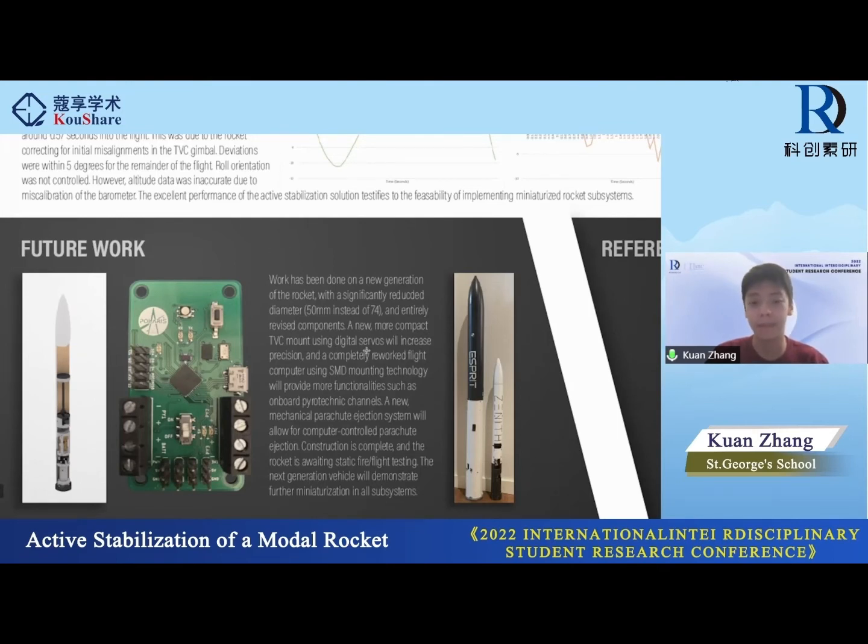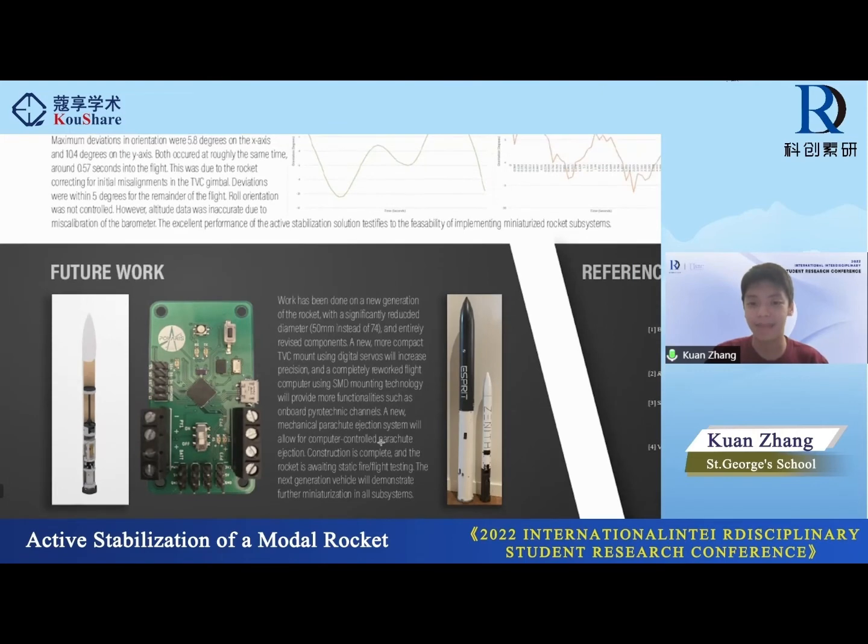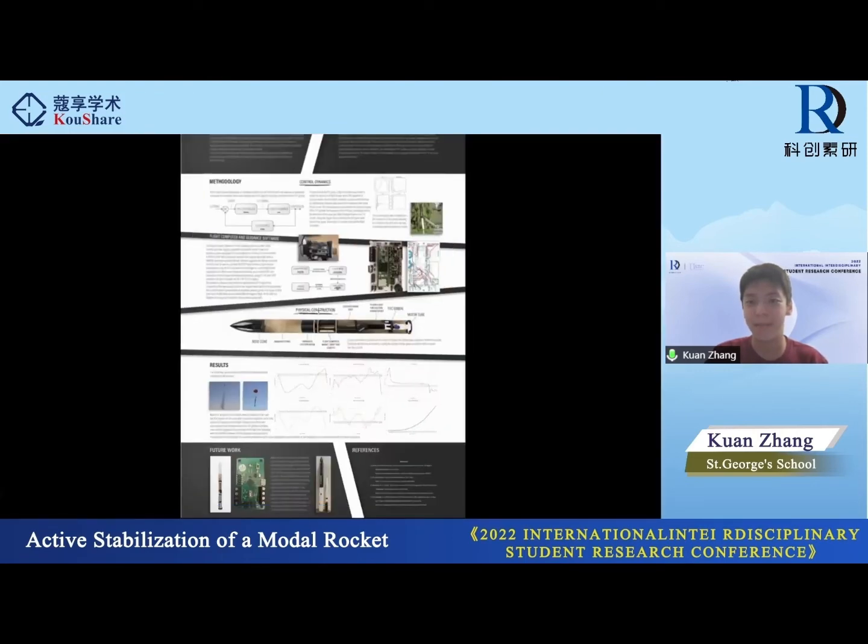better power supply circuitry. A new mechanical parachute ejection system will allow for computer-controlled parachute ejection, which improves the safety of the flight as it gives the rocket the option to abort a flight by deploying the parachute should it detect a flight anomaly. The construction of the new prototype is already complete, and the rocket is awaiting static fire testing. The next generation vehicle will further demonstrate miniaturization in all subsystems of the rocket. And that about does it for my project.